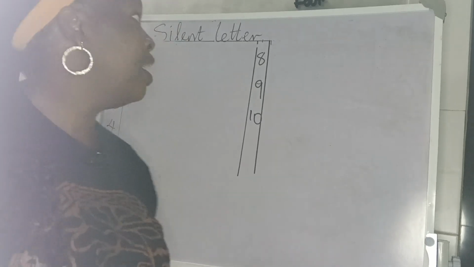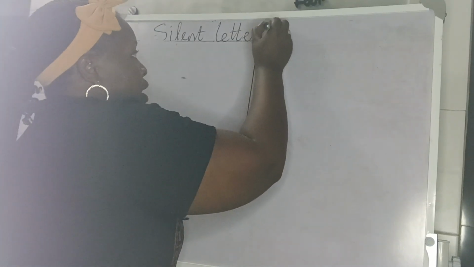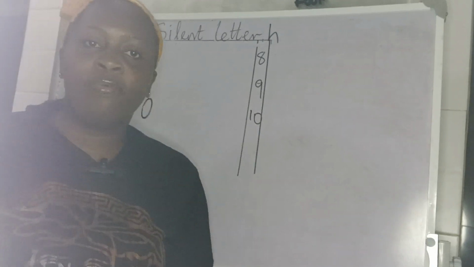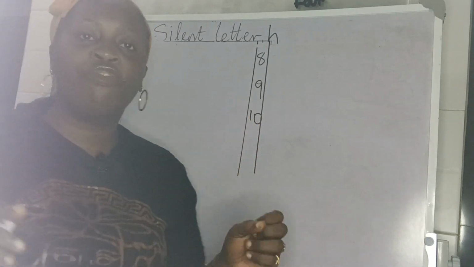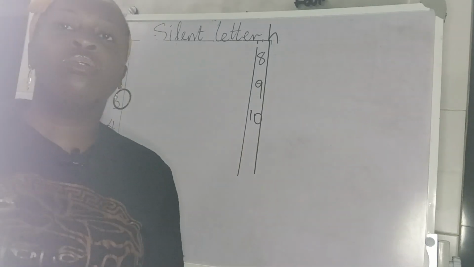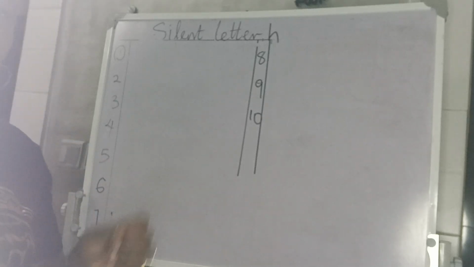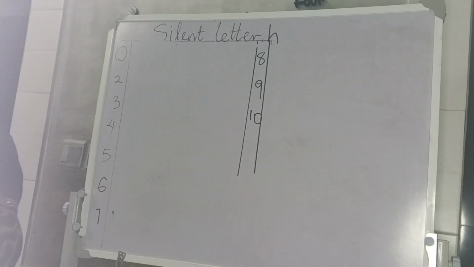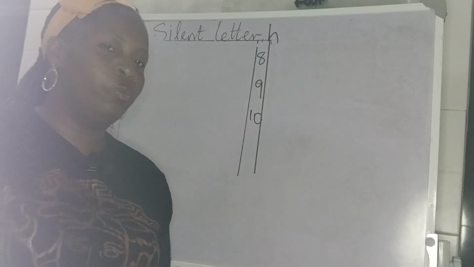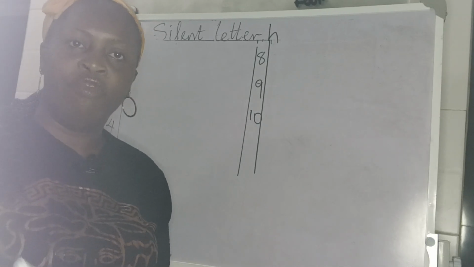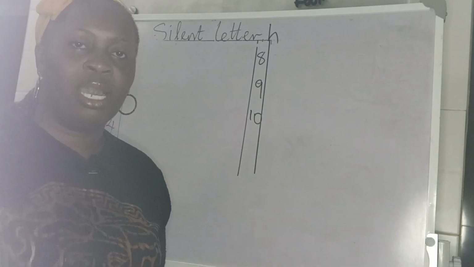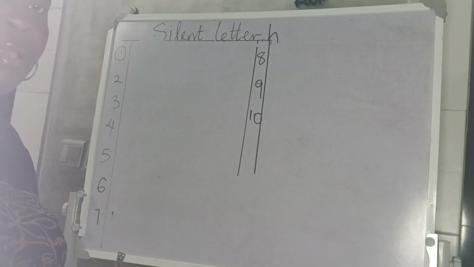Now let's look at the next one, H. Silent letter H. For silent letter H, you find out that it is silent in some words that particularly follow consonants like C, G, or R. You find out that the H will be silent. Or in some English words borrowed from the French language, you find out that the beginning of those words also has a silent letter H.